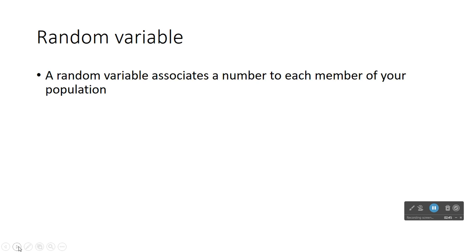Now, associated with a population would be a random variable. A random variable is actually a function. It associates to each member of your population a number. And we can be very, very imaginative in coming up with ways that numbers can be associated to members of a population.